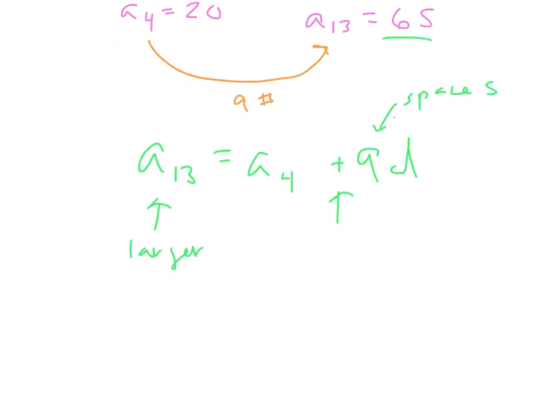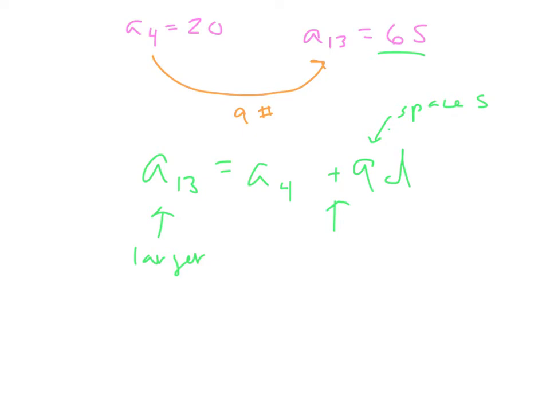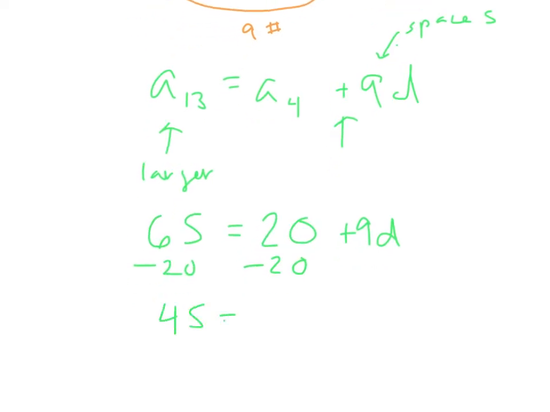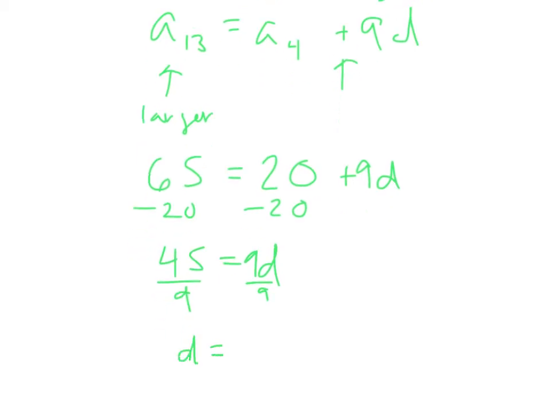Now let's plug in what we know. So what's a sub 13? 65. What's a sub 4? 20. And then plus 9 times d. Now we want to solve for d, so what should we do? Subtract 20 to both sides. So we get 45 is equal to 9d. What do we do next? Divide by 9. So what's our common difference? 5.